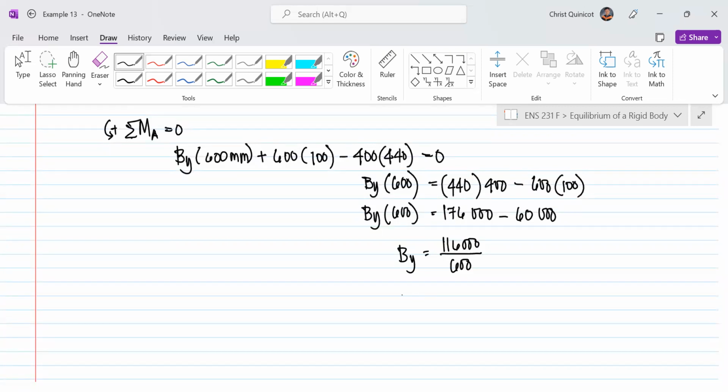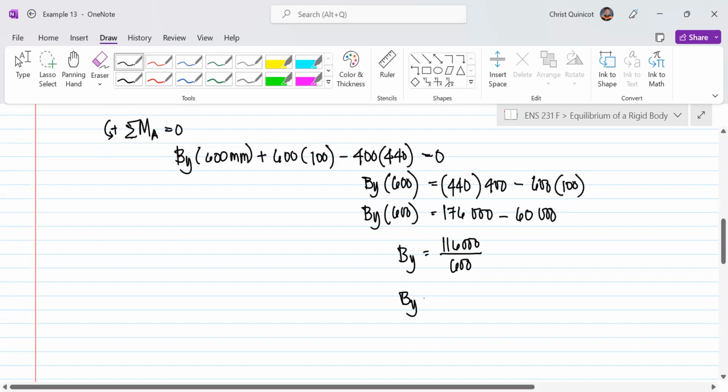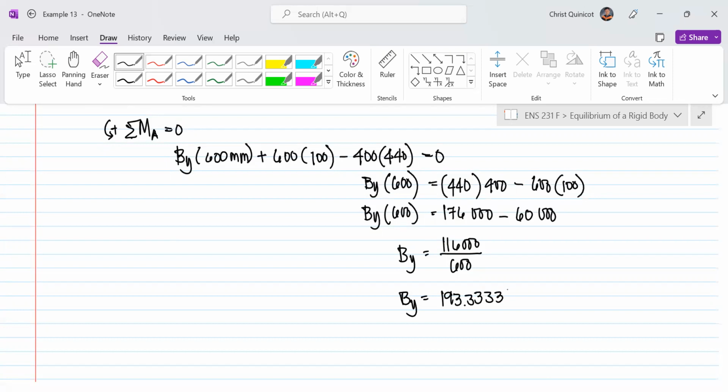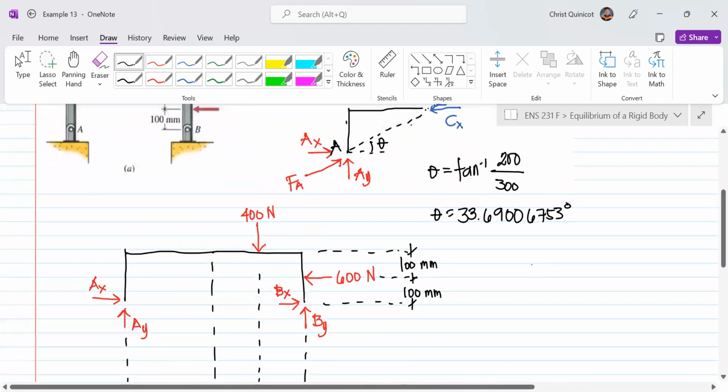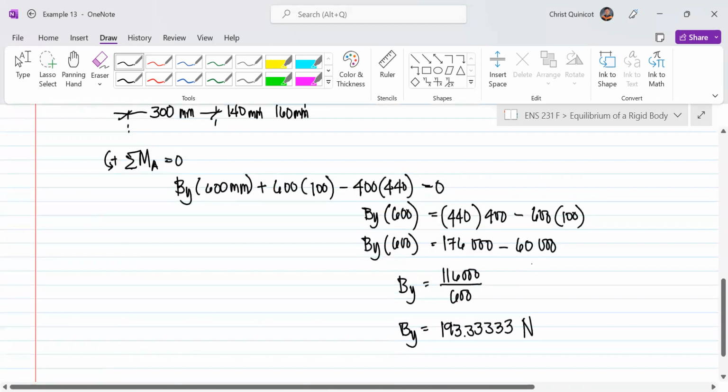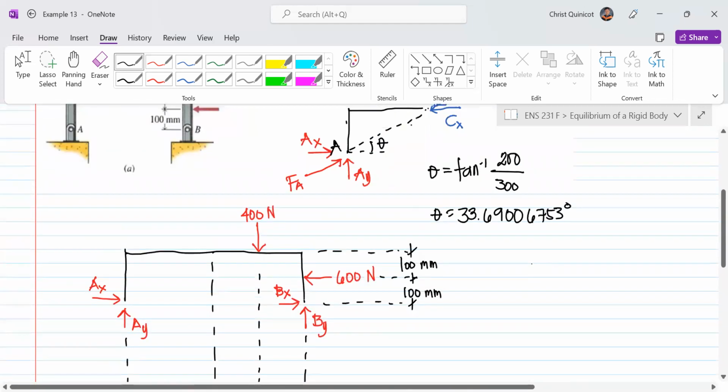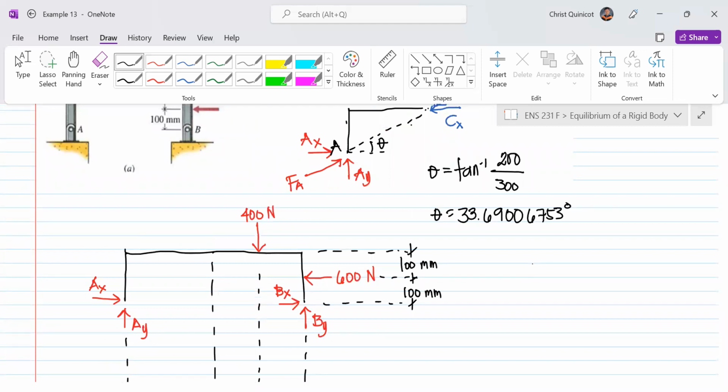So our B sub y is equal to 193.3 repeating. So let us have five decimal places again, Newton. So that is our B sub y. Since we ended up with a positive value, it means that our assumption that B sub y is going up is correct.